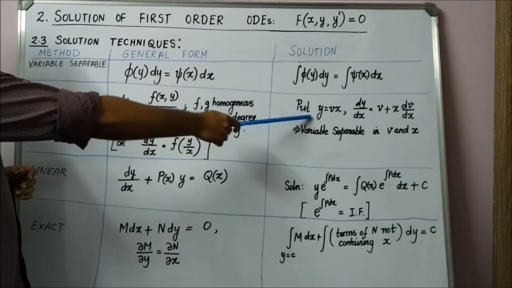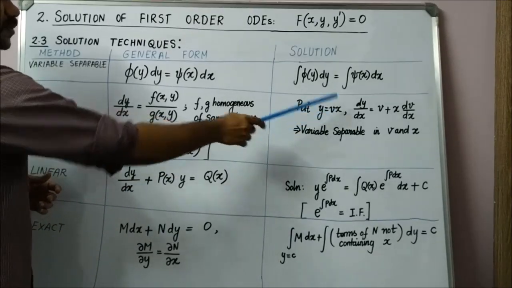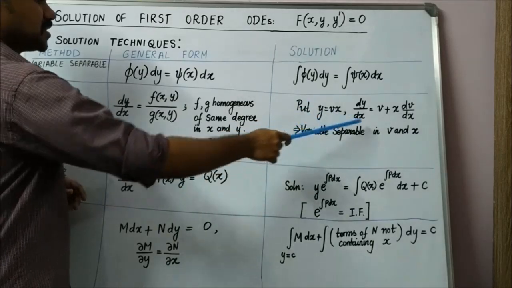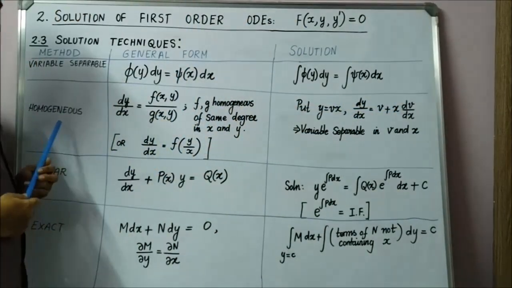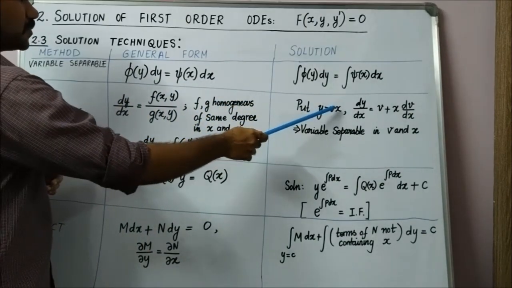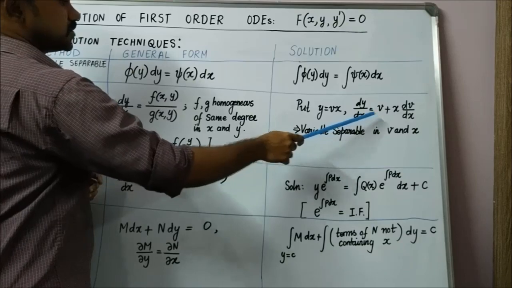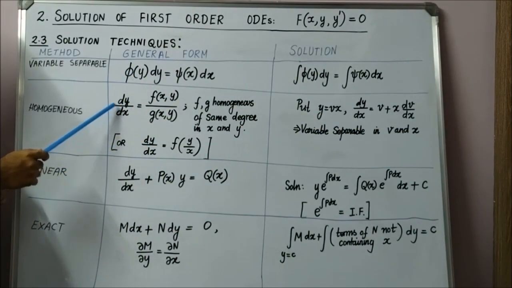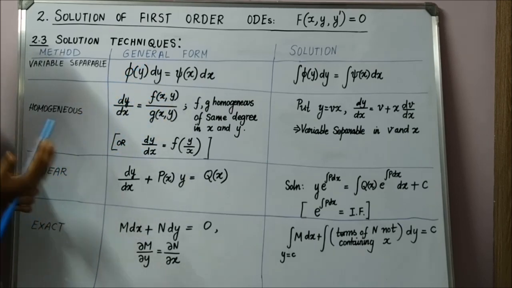You use the substitution y is equal to vx, or the ratio y by x equal to v. Both are one and the same. Now you take a derivative of this equation, you get dy by dx equal to v plus x into dv by dx. So wherever you have y, you put the substitution v into x. And wherever you have dy by dx, you use this substitution for that in this equation. So you get rid of dy by dx, you get rid of y, you only have v and x.